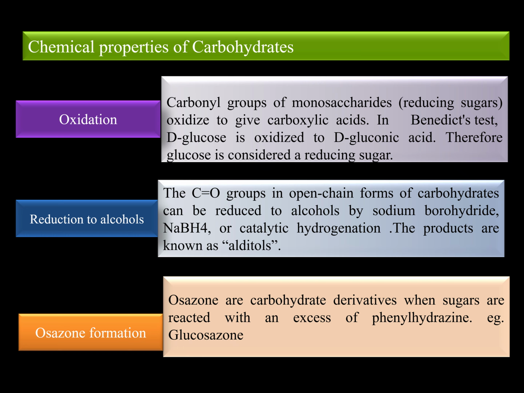Next, carbohydrates can undergo reduction to alcohol. The carbonyl group in the open chain form can be reduced to an alcohol by reagents like sodium borohydride or catalytic hydrogenation. The products formed are called alditols. This is an important chemical property of monosaccharides.